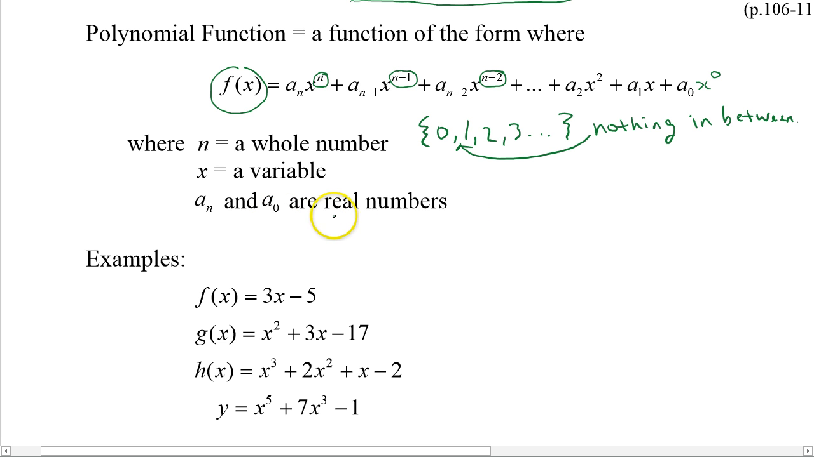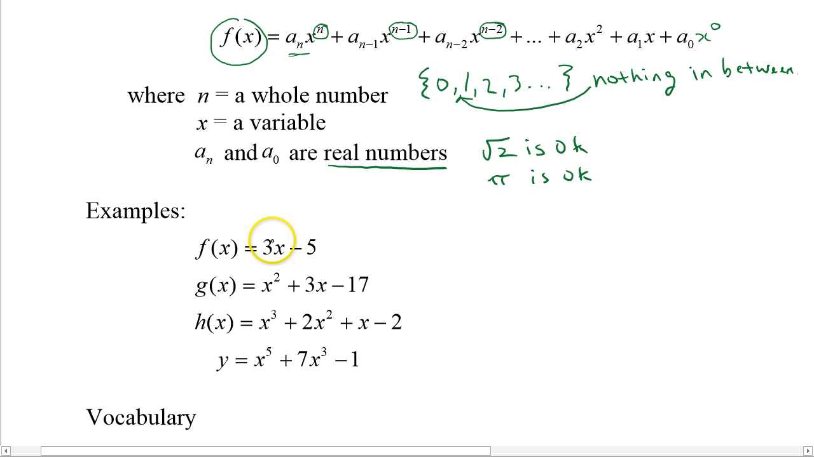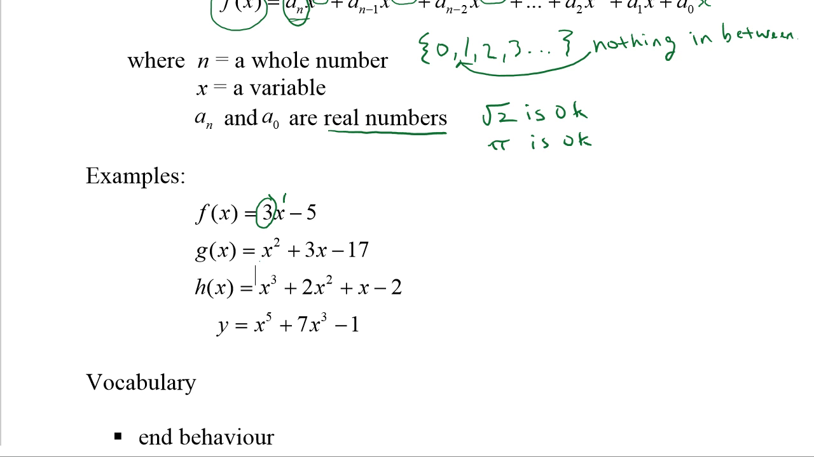Okay, so when we're talking about real numbers, square root of 2 is okay, that's real, pi is okay, things like that. So n has to be a whole number, but the coefficients in front have to be real numbers. So in our example here, this 3 is the first coefficient, a subscript n. It's the coefficient in front of the first term. N would be equal to 1 in this example, and our last term a subscript 0 is negative 5. So here's the coefficient of 1, 3, and negative 17, and so on.